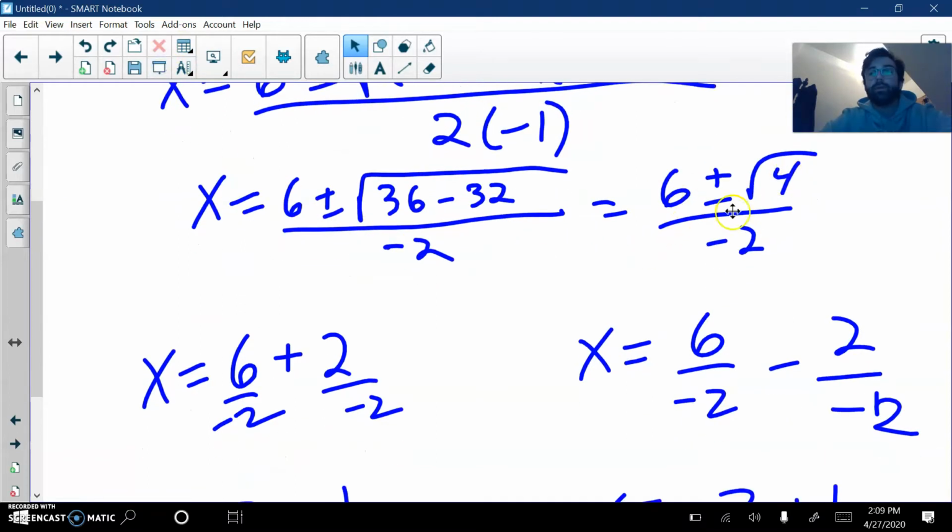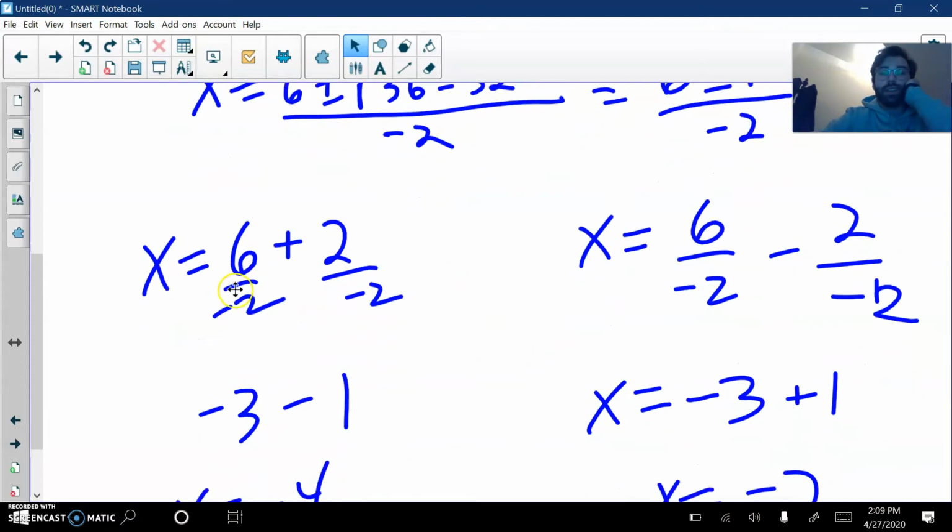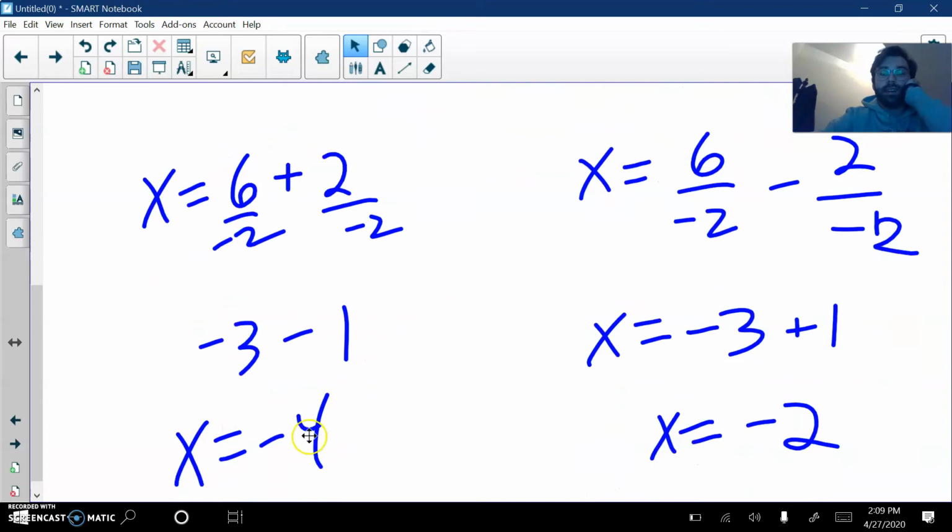Okay, split it now. The square root of 4 is 2. So 6 over negative 2 plus 2 over negative 2, to get negative 3 minus 1, to get negative 4. 6 over negative 2 minus 2 over negative 2. Well, 2 over negative 2 is negative 1. Minus negative 1 makes this one big positive, to get negative 2.